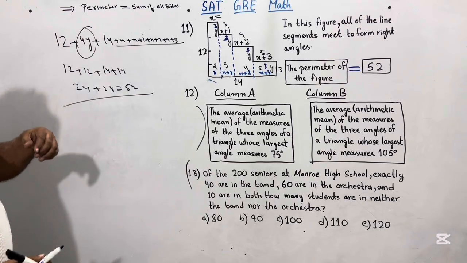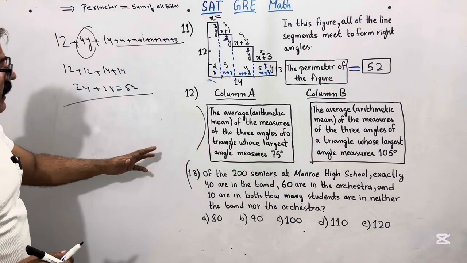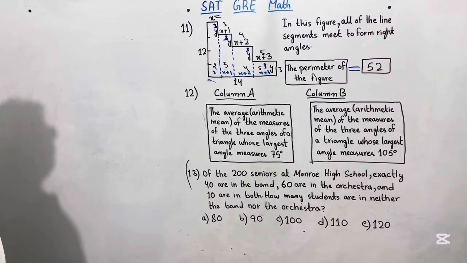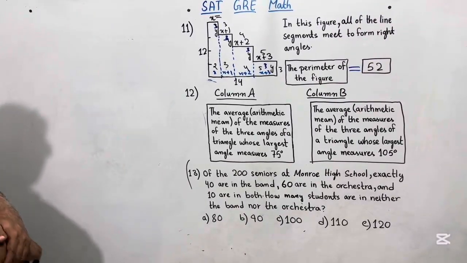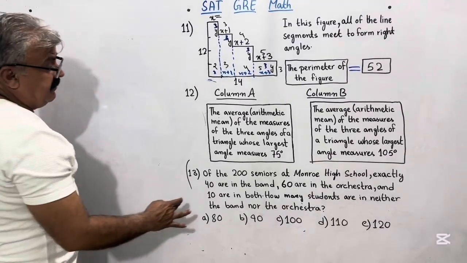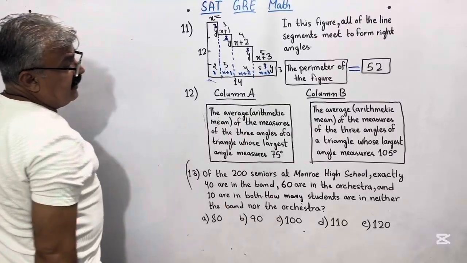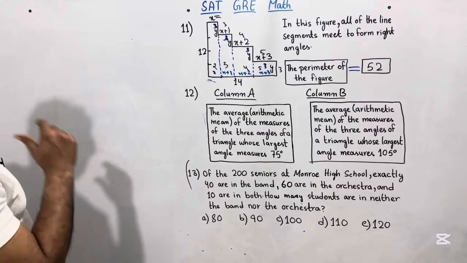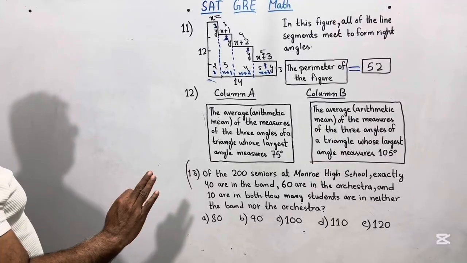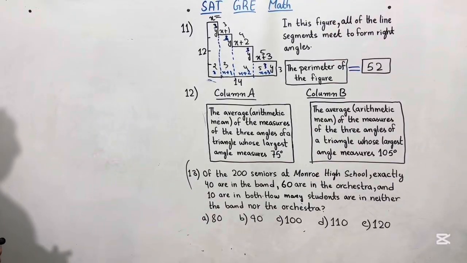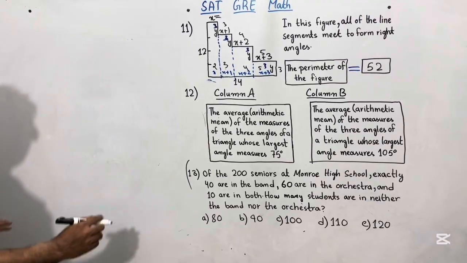Moving towards the next question, question number 12. Column A reads: the average, arithmetic mean, of the measures of the three angles of a triangle whose largest angle measures 75. In column B, the average arithmetic mean of the three angles of a triangle whose largest angle measures 105. Compare them. It's a googly but cannot deceive an ordinary student of mathematics.